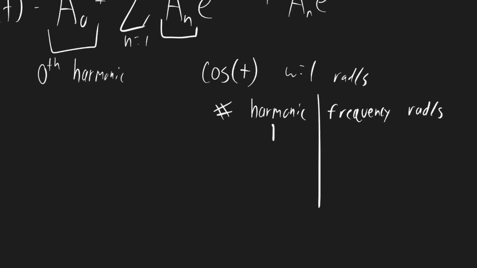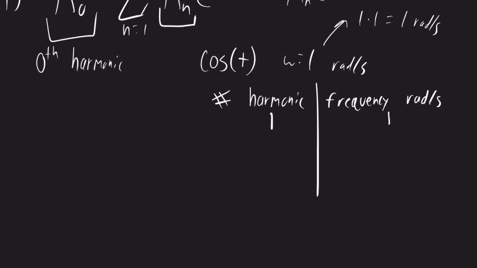So for the first harmonic, all we need to do is multiply 1 by the initial frequency. It'll just be 1 times 1, which is just going to be 1 radian per second. So it'll just be a 1 in the frequency column. Now for the second harmonic, it'll be 1 times 2, or 2 radians per second. Same thing for 3, it'll be 3 radians per second. And 4 will be 4.